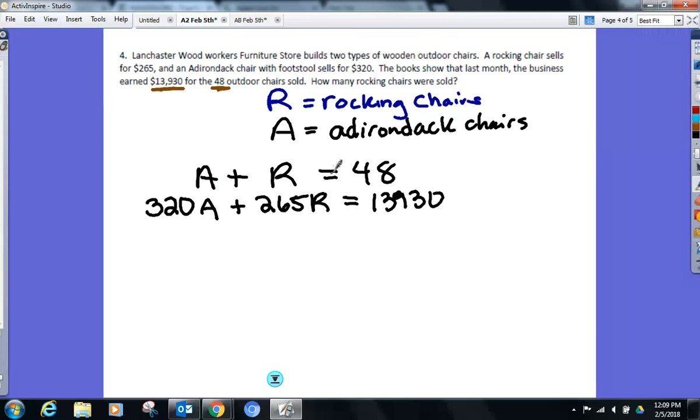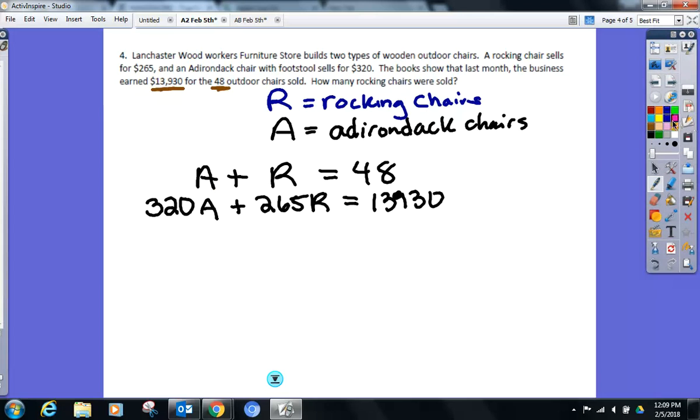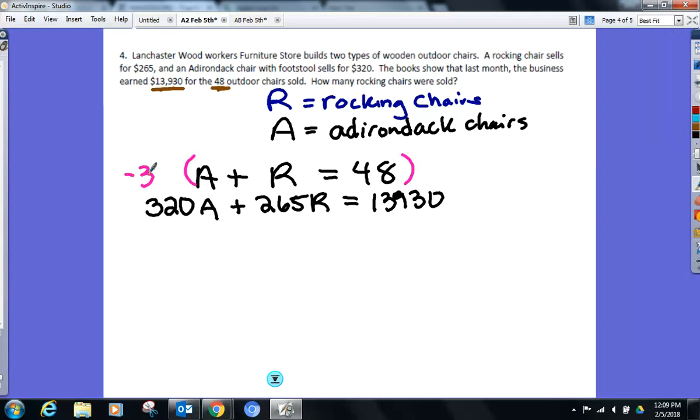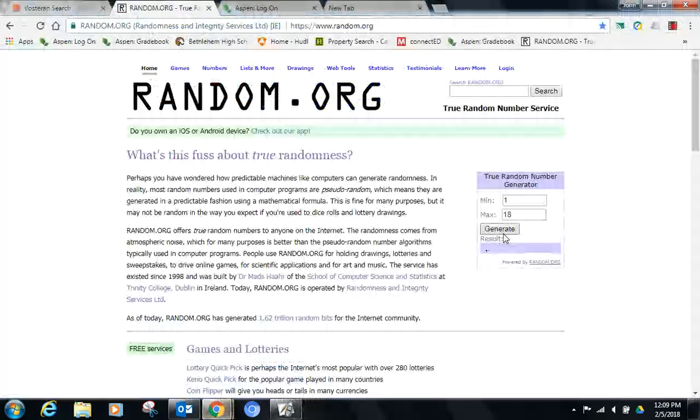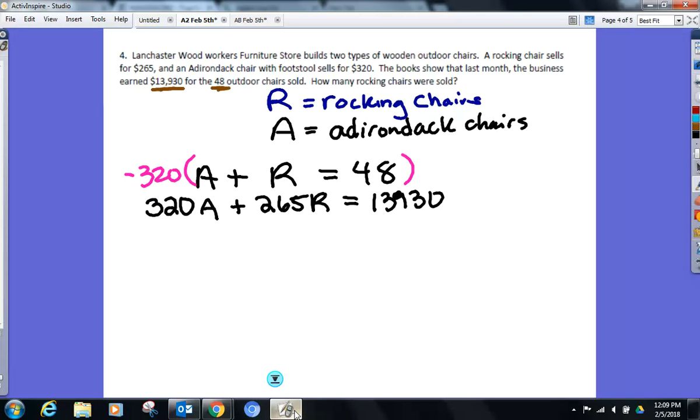Okay, if you're going to solve for R, I'm going to do elimination. Is everyone all right with that? You can do substitution if you want. I'm going to multiply everything by negative 320 if I'm trying to get rid of A. Go ahead, distribute. What do you end up with when you distribute?